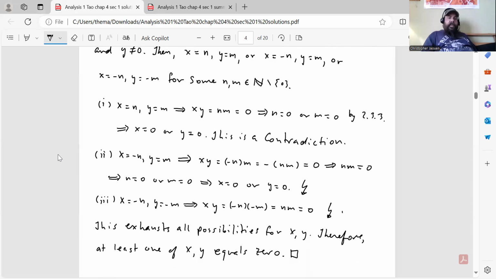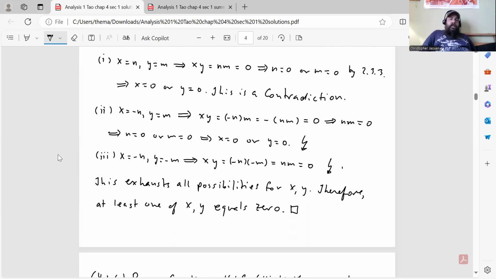So case 1, x equals n, y equals m. Then if you take x times y, that's n times m, and by hypothesis, that's 0. But that implies that n equals 0 or m equals 0 by proposition 2.3.3, which implies that x equals 0 or y equals 0, and that's a contradiction. All right, case 2, x is minus n and y is equal to m. That implies that xy equals negative n times m, which is negative nm, which is equal to 0 by hypothesis. That implies n times m is 0. Again, that means that n is 0 or m is 0, which means x is 0 or y is 0. That's a contradiction.